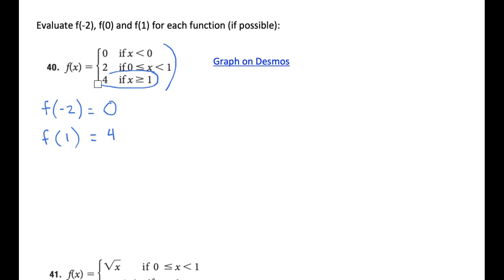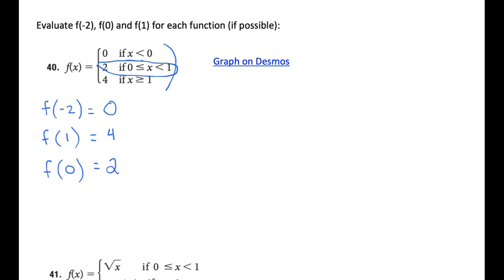Okay, so again, I'll erase that and we can move on. The next one, I missed f of 0. So those are the three different parts of this question. F of 0 is going to be the middle one. So if it's greater than or equal to 0 and less than 1, then it's equal to 2.